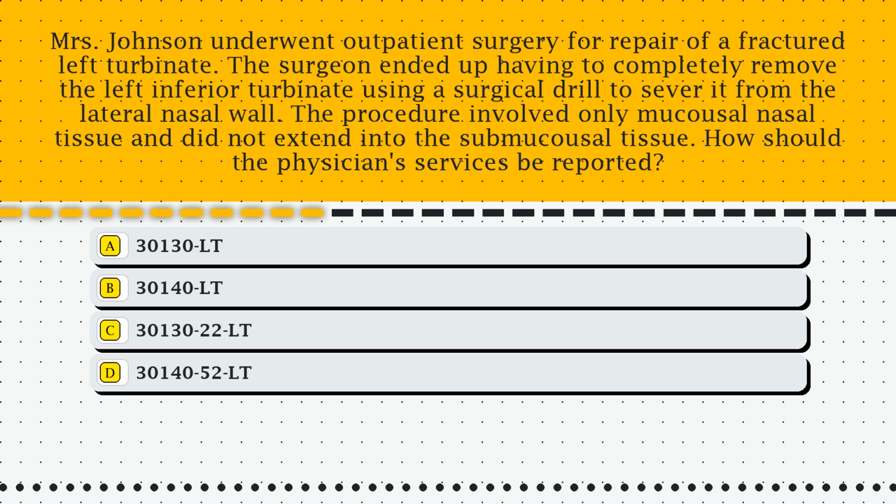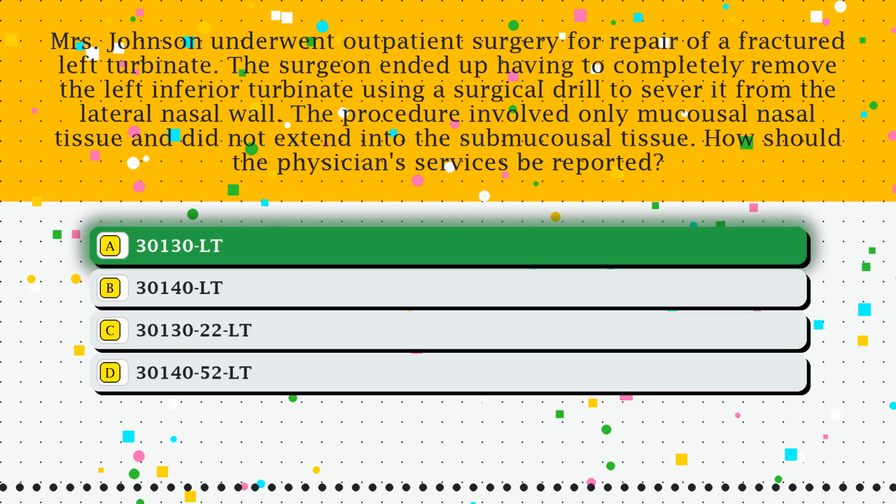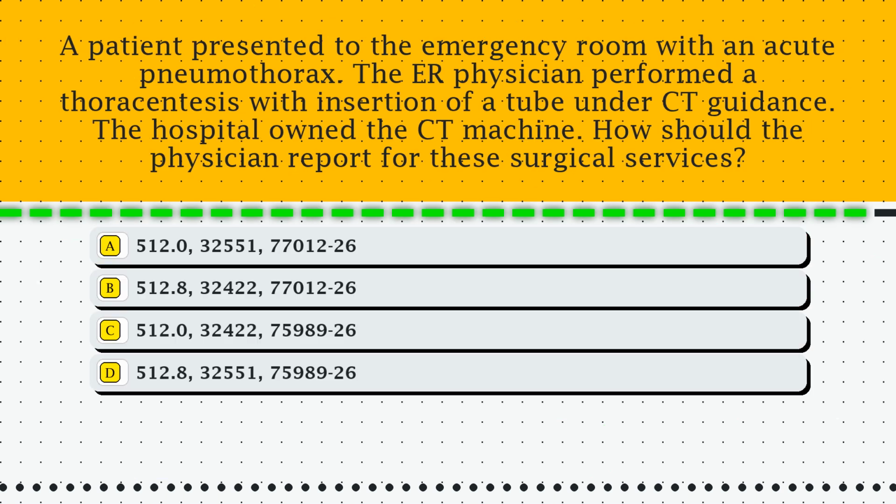Option A, 30130 LT. Option B, 30140 LT. Option C, 30130-22 LT. Option D, 30140-52 LT. The correct answer is option A, 30130 LT. Question 58. A patient presented to the emergency room with an acute pneumothorax.